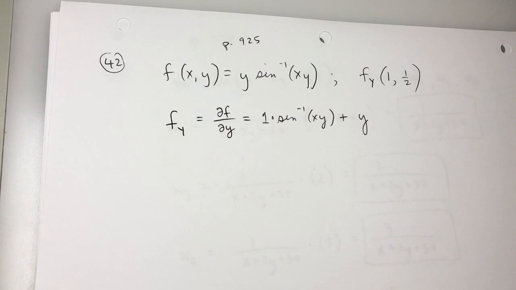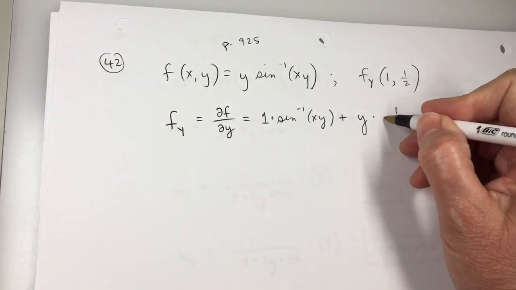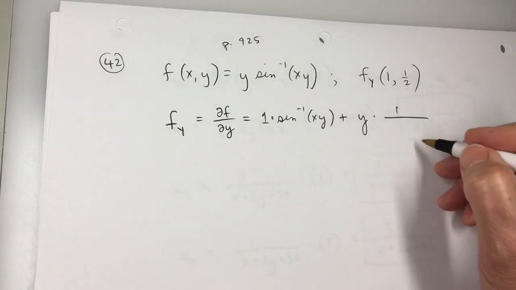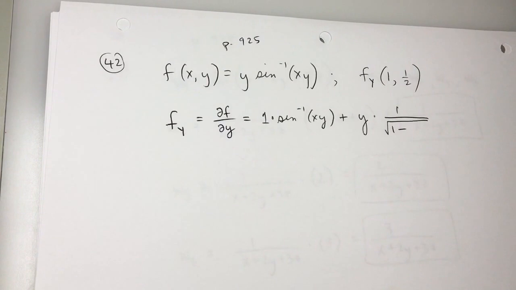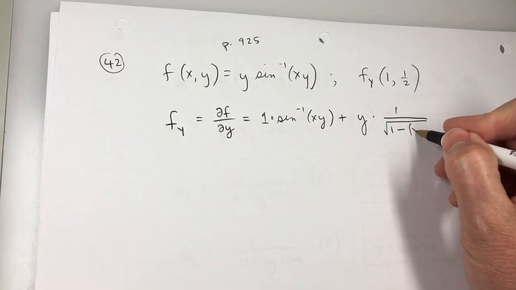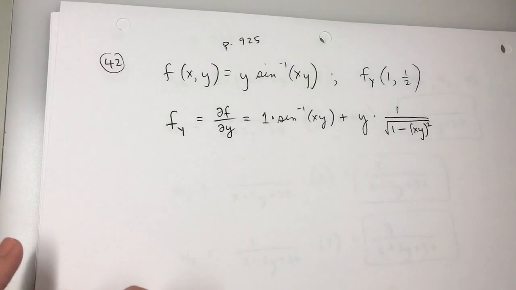So the derivative of inverse sine is 1 over the square root of 1 minus the argument. It would be (xy) squared, the whole thing squared. And then I need to do the chain rule. I need to do the derivative of xy, but with respect to y.